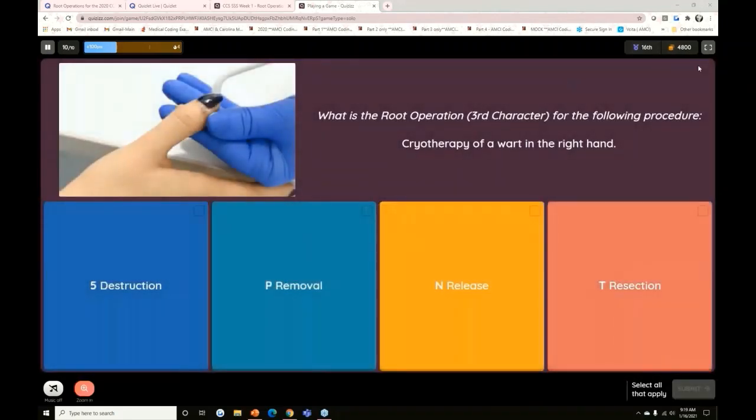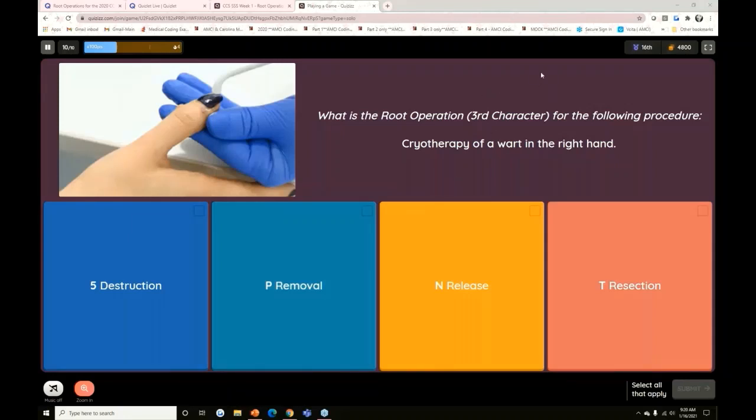Okay, coders, last one. I always forget to read the answers. 5, destruction, P, removal, N, release, T, resection. What is the root operation for the following procedure? Cryotherapy of a wart in the right hand.